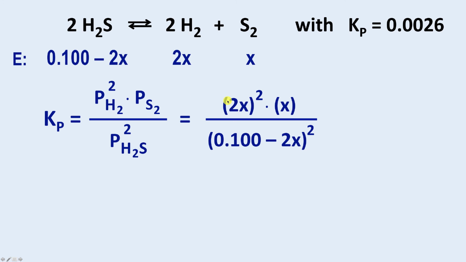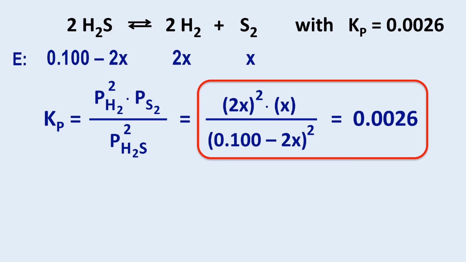Pressure of H2 is 2x, and that gets squared. Pressure of S2 is x, and that's to the first power. Pressure of H2S is 0.100 minus 2x, and that gets squared. And then remember that this equilibrium constant actually has a value. It's 0.0026. So what we have is an expression in terms of only one variable, x, that is solvable.